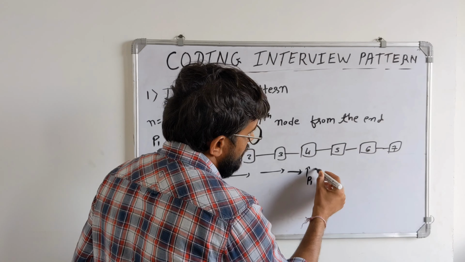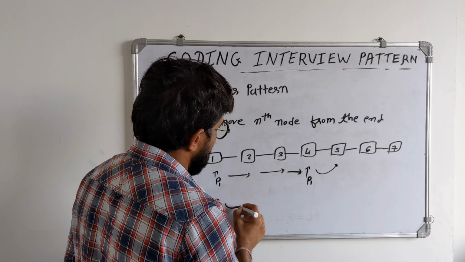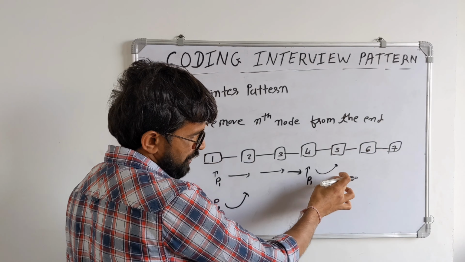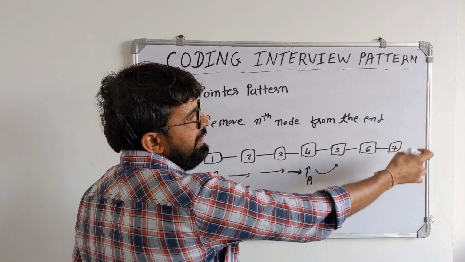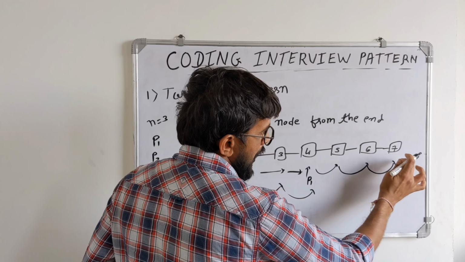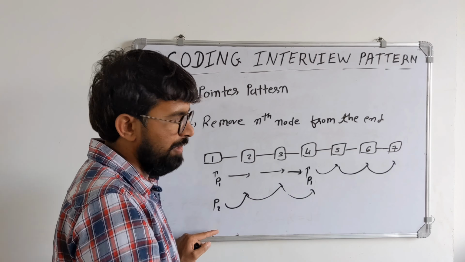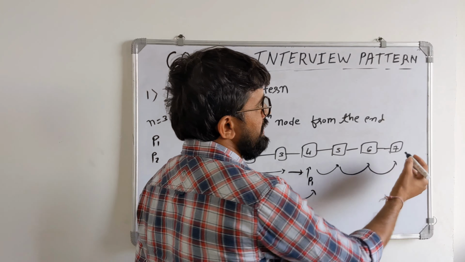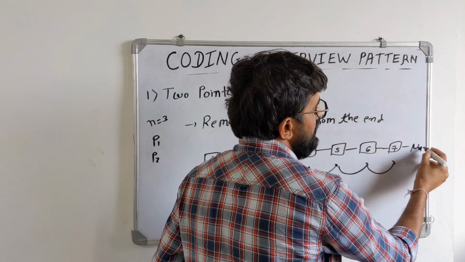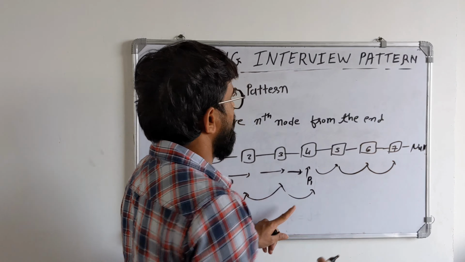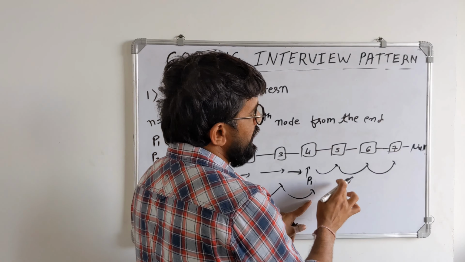So this will come here, this will come here. We will move P1 until it reaches the null pointer. Again, we are moving this one step, and this one step. Now as P2 is coming here, the next element of P2 is null, because nothing is there. So we found that we need to remove the next element.